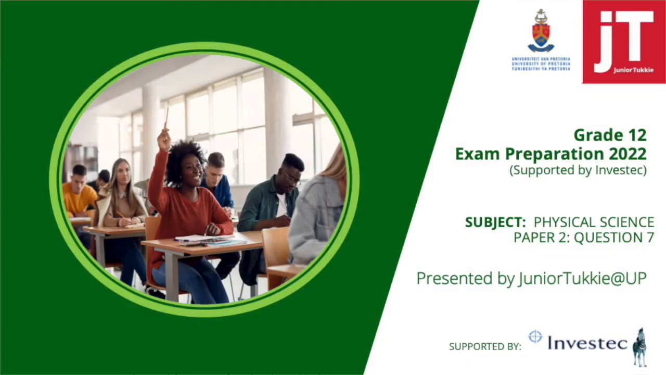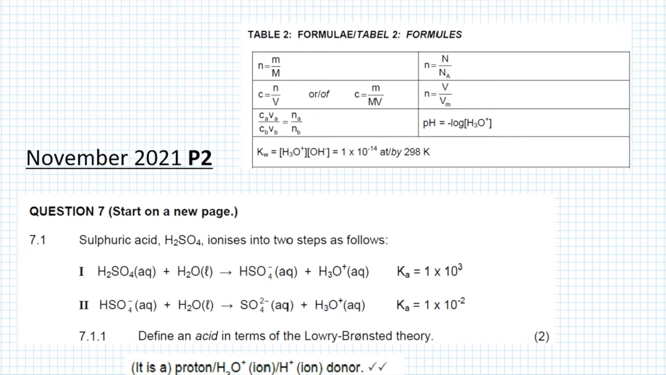Hello grade 12s and welcome to question number 7 of the November 2021 Physical Science Paper 2 exam. This question deals with acids and bases. Displayed in the top right hand corner of your screen, you can see table 2 from your formula sheet.